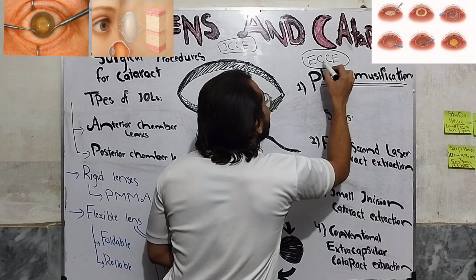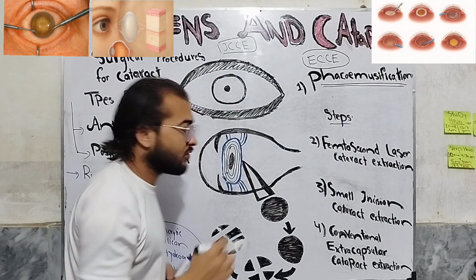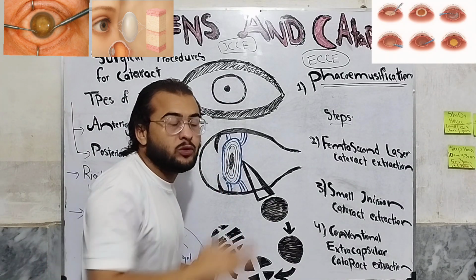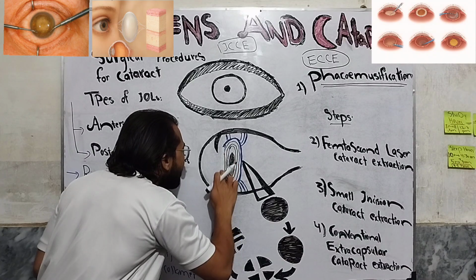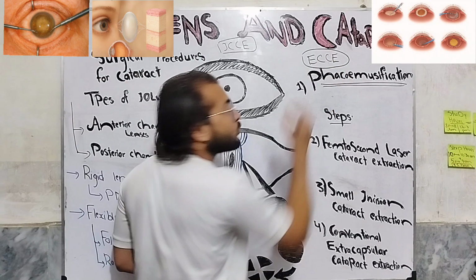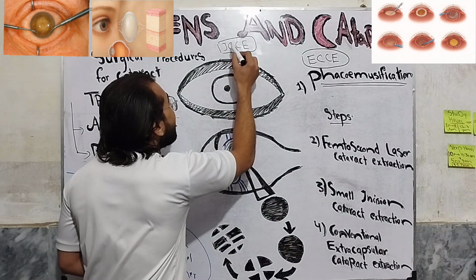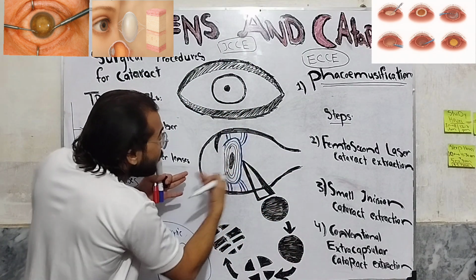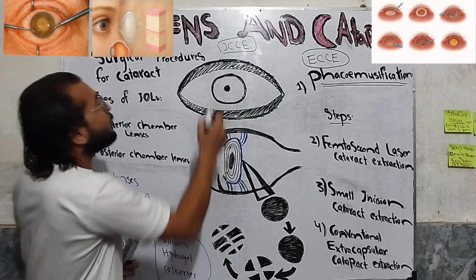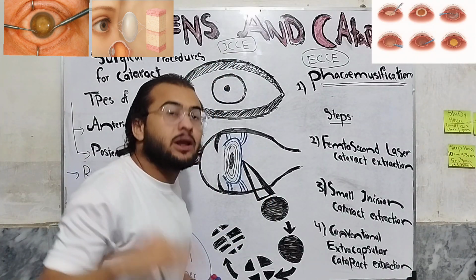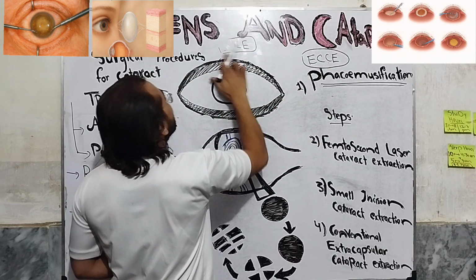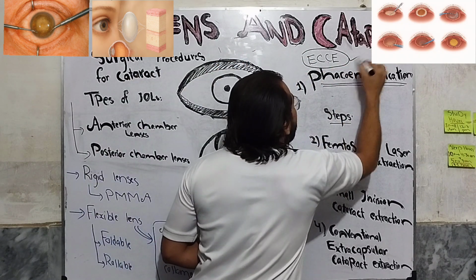Extracapsular cataract extraction is the removal of only the cataractous lens. We only remove the cataractous lens and keep the capsular bag intact. We do not remove the capsule. This is extracapsular cataract extraction. And then we have intracapsular cataract extraction, in which we remove the entire lens with the capsular bag. This procedure is not applicable anymore as it carries a lot of complications. So we will only discuss extracapsular cataract extraction.